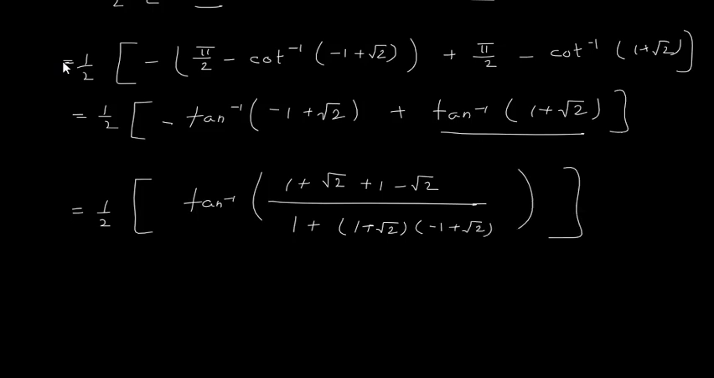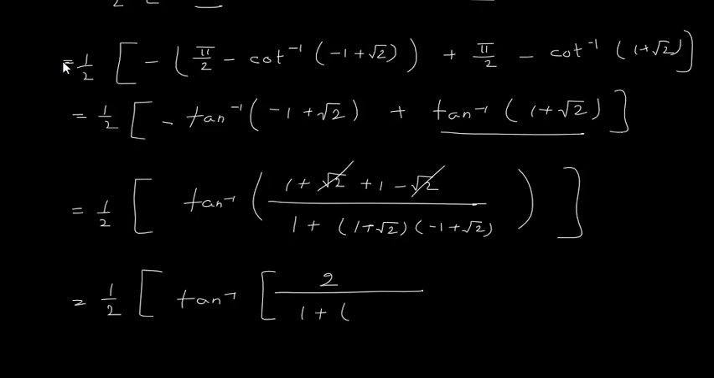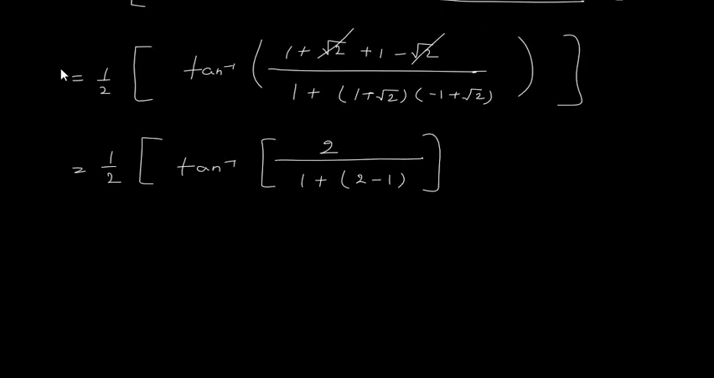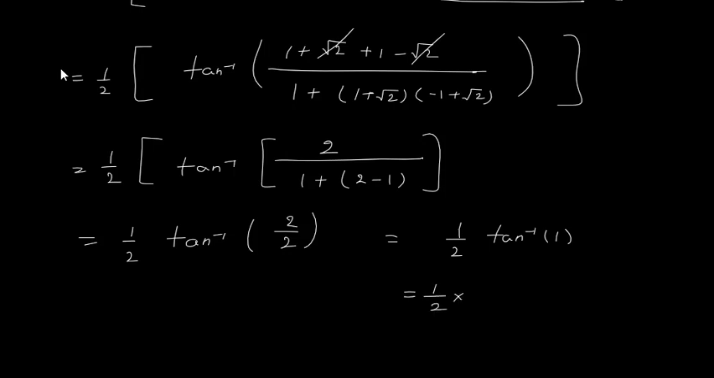So this is equal to 1 by 2 tan inverse. Now here root 2 will cancel, so here we have 2 divided by 1 plus, now a plus b into a minus b is a square minus b square. So this will give me 1 by 2 into tan inverse 2 upon 2, which is equal to 1 by 2 into tan inverse 1, which is equal to 1 by 2 into pi by 4, which is equal to pi by 8.